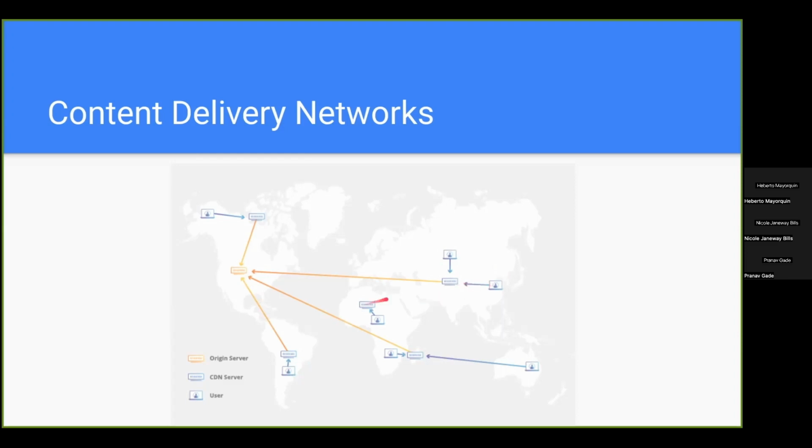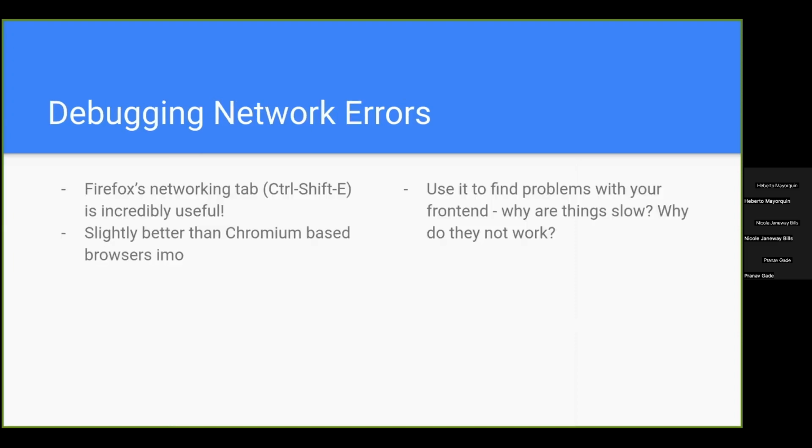Even if the CDN server cannot access the origin server at the moment, if the origin server goes down, the link goes down, the client will still be able to access your page because it has a copy in the desktop server. And finally, we're going to look at Firefox's networking tab to debug our network errors and why parts of a page might not be loading. It'll also show us why things are slow and why they do not work. So yeah, let's jump right into it.